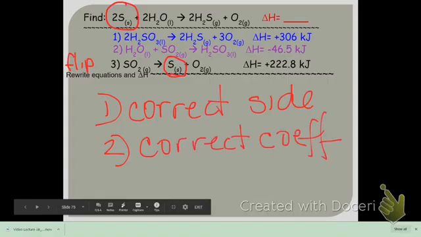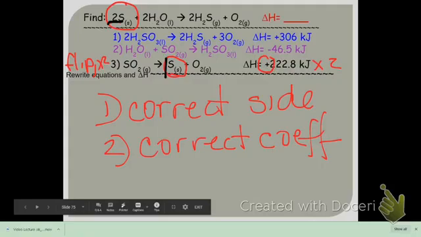No, it does not, because there's a 2 in the final equation and there's only a 1 in that equation, so we're going to have to multiply this by 2. And if we do that, that means we've got to flip the sign of our delta H from positive to negative because we're flipping it, and we've got to multiply our delta H by 2.